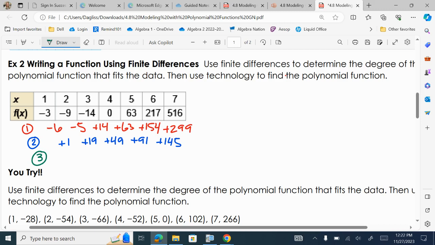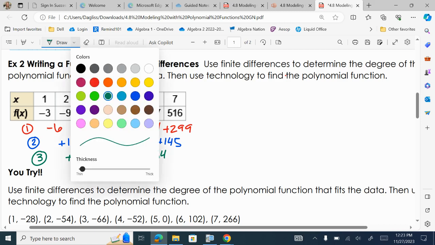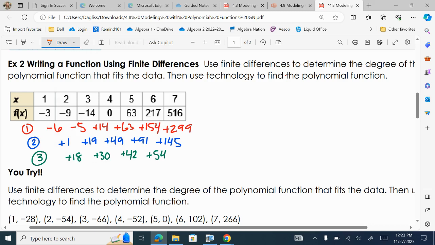Let's try our third differences. How about 1 to 19? 18. 19 to 49. Up 30. 49 to 91. Up 42. 91 to 145. 54. Was my third difference the same? No. We got to do it again.